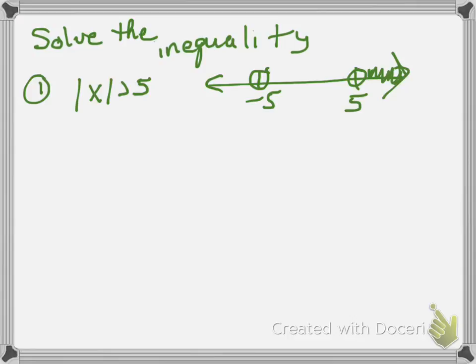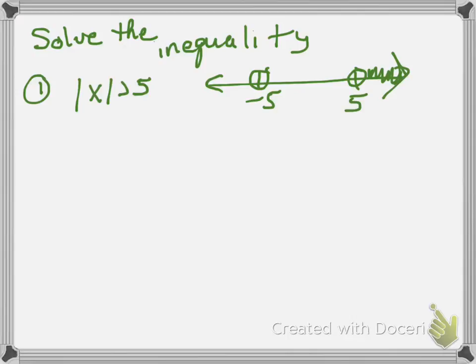Now let's try numbers in between negative 5 and 5, like 0. 0, that's not greater than 5, and 1's not greater than 5. And even if I put in x equals negative 2, I get 2. 2 is not greater than 5. So I do not shade between negative 5 and positive 5.